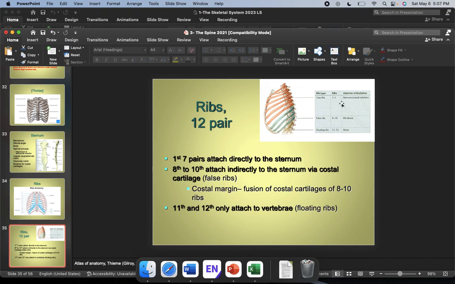This slide is once again going to just reinforce the fact of the true ribs, false ribs, and floating ribs here.